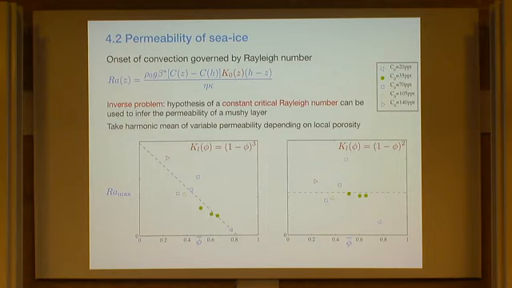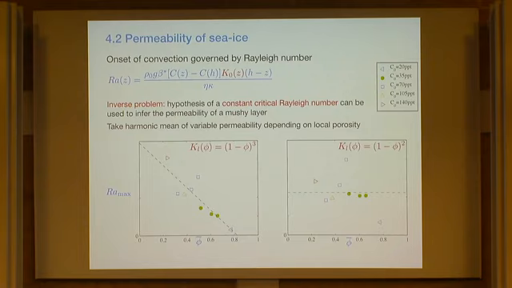So if this is correct and the constant Rayleigh number hypothesis is correct, then all this data should lie along some horizontal line which depends on the reference value for the permeability. So if I assume that a local permeability is related to the cube of the liquid fraction, then this data definitely does not lie on a horizontal line.